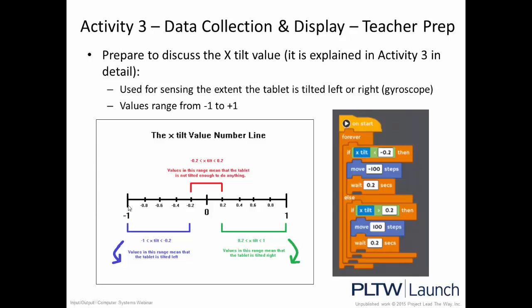If the value is between -1 and -0.2, then the tablet has been tilted left, so we need to move our purple creature to the left. If the X value is between 0.2 and 1, then it's the opposite: it's turning to the right. And if it's anywhere between -0.2 and +0.2, we consider that pretty flat, no action required.